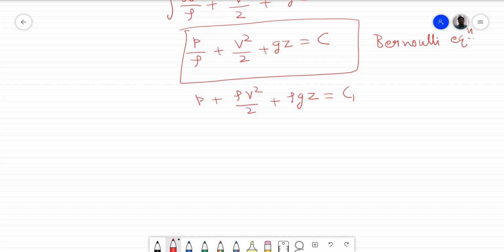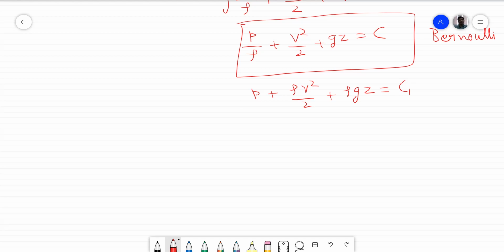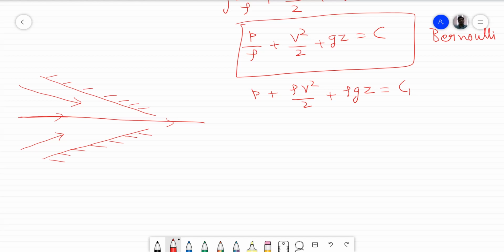Now some applications of this we can talk about. For example, let's say there is a converging section. This is a solid and this is also a solid. It can be conical or it can be two flat walls. And let's say there is a flow like this. Now let us consider this central streamline which is going like this.